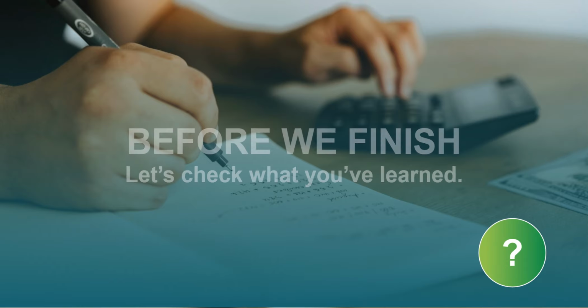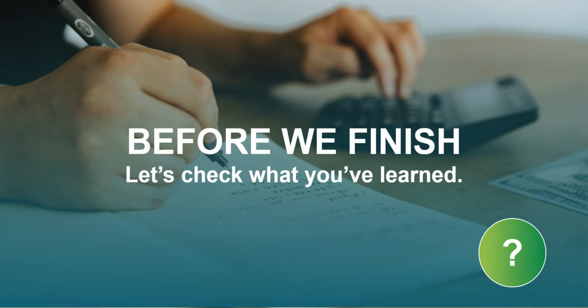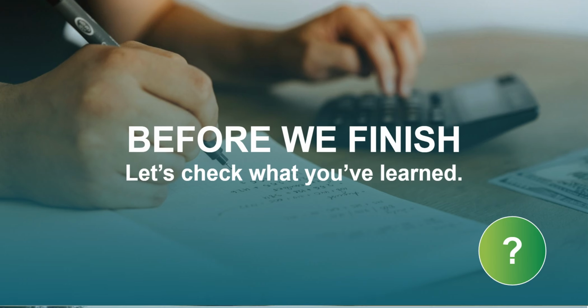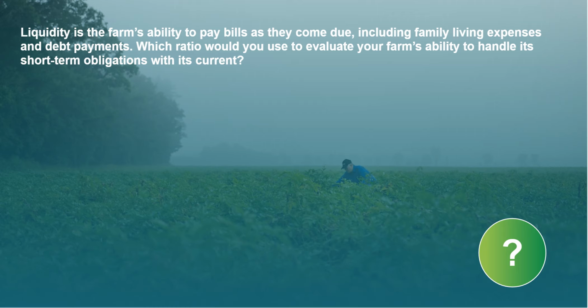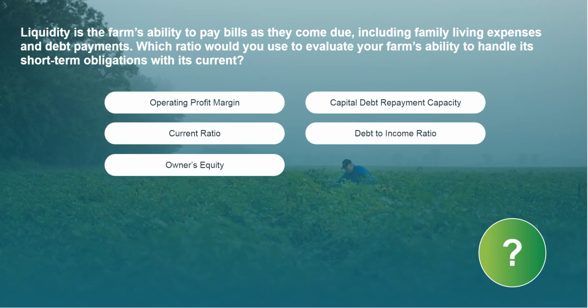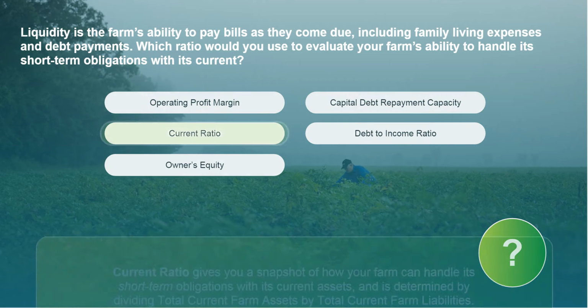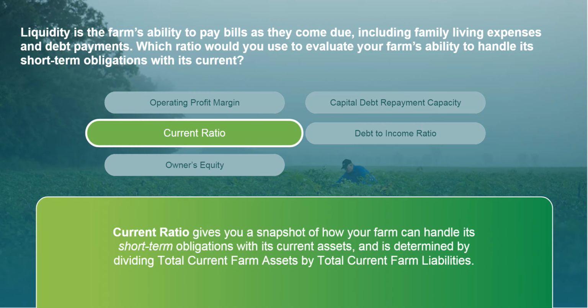We've covered a lot. Before we finish, let's check what you've learned. Liquidity is the farm's ability to pay bills as they come due, including family living expenses and debt payments. Which ratio would you use to evaluate your farm's ability to handle its short-term obligations with its current assets? Current ratio gives you a snapshot of how your farm can handle its short-term obligations with its current assets, and is determined by dividing total current farm assets by total current farm liabilities.